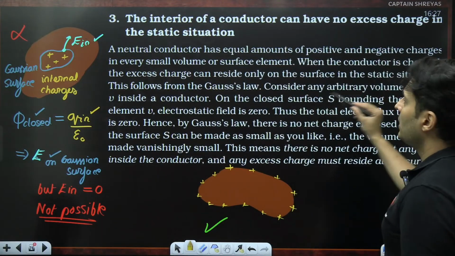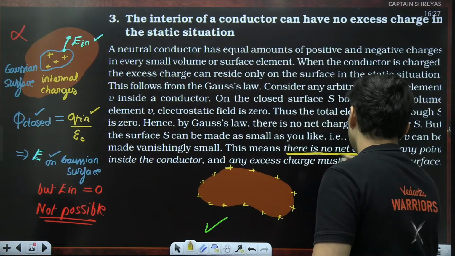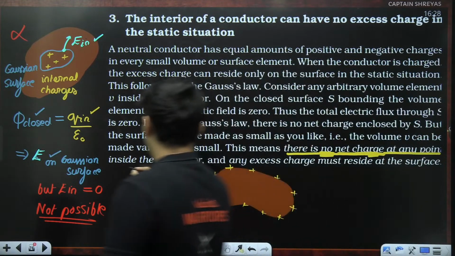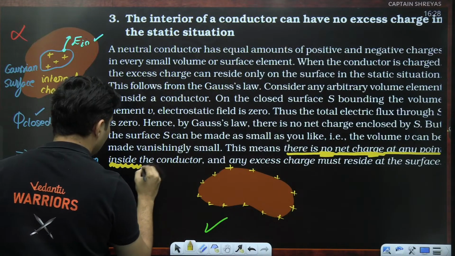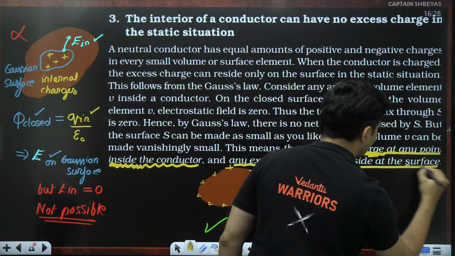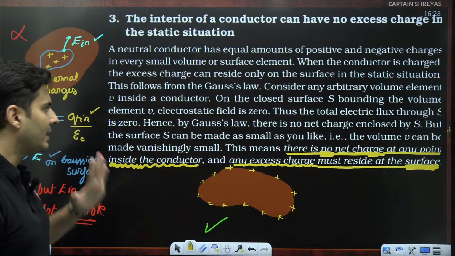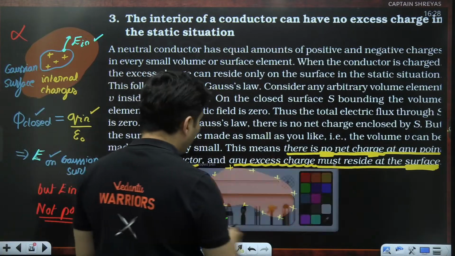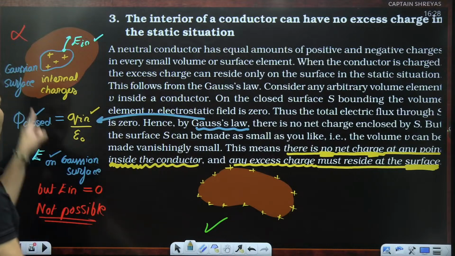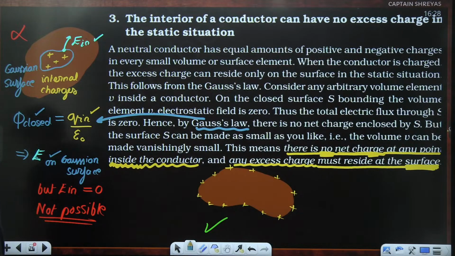When the conductor is charged, the excess charge can reside only on the surface. This means that there is no net charge at any point inside the volume of the conductor, and any excess charge must reside at the surface. Always the charges are on the surface, never ever inside. It's as simple as that, and that is being proved by Gauss's law, which I have used right over here. So I used Gauss's law to prove that this situation is not possible. It has to reside outside. Clear? Everyone, shall we go ahead?